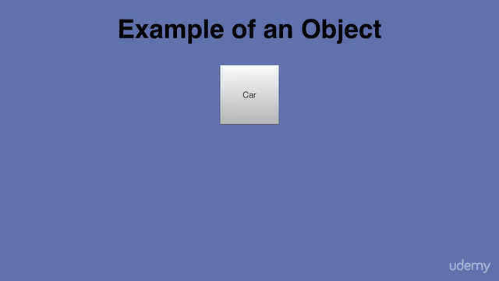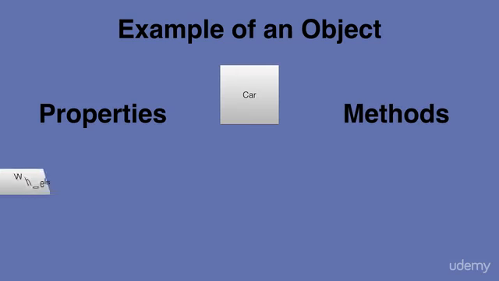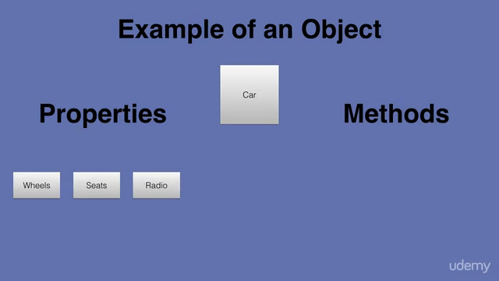Let's say, for example, we have a car object, all right? Now keep in mind that the objects in programming are very similar to the objects that we have outside in the real world. So for this car object, we are going to define some properties and methods. A property could be the wheels of the car, right? It could be the seats. What about the radio? That could be a property. I mean, the car has thousands of pieces, right? We can have a lot of properties for this car.